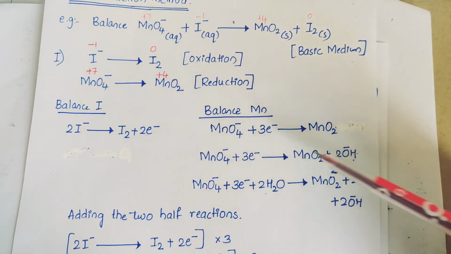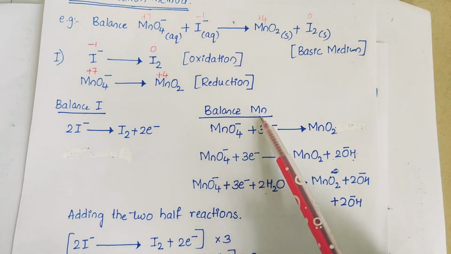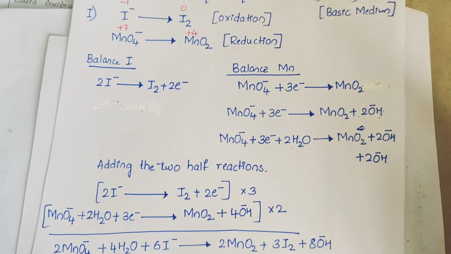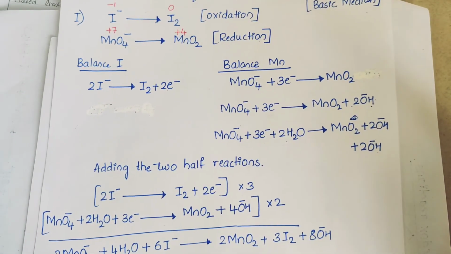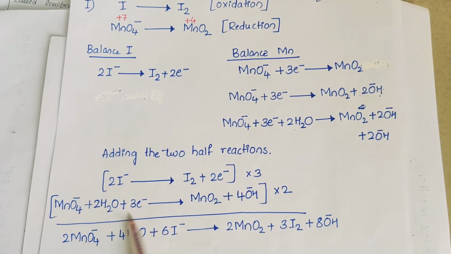So manganese is balanced now. Iodine is also balanced, manganese is also balanced separately. So first you are separating the oxidation and reduction reactions, balancing them separately. Then you are supposed to add the 2 half reactions. So now I'll add the 2 half reactions. So which was the first half reaction? This one. The second half reaction, I'll write it as it is.